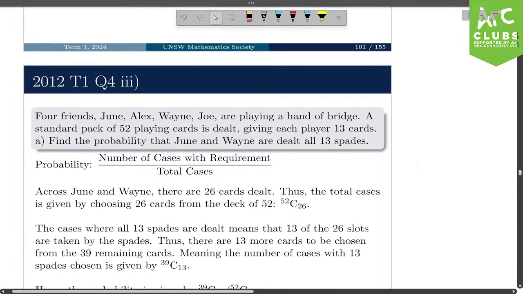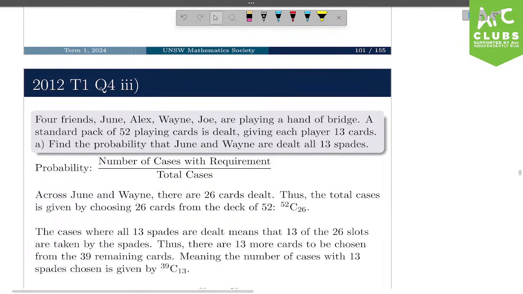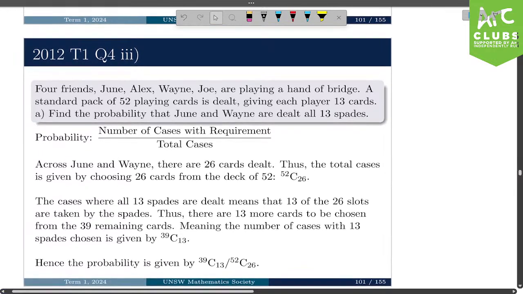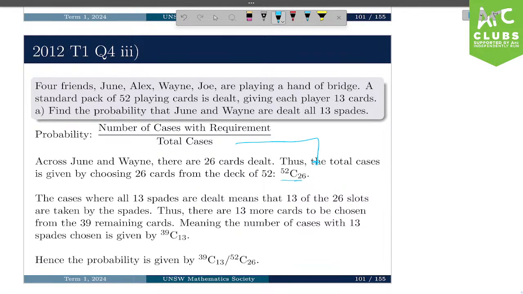So how do we find it? How do we find the probability? It's the number of cases with the requirement over the total number of cases. So the number of ways to give June and Wayne 26 cards is 52 choose 26, because there's a total of 52 different cards. I feel like this is pretty intuitive. So this is the total cases.